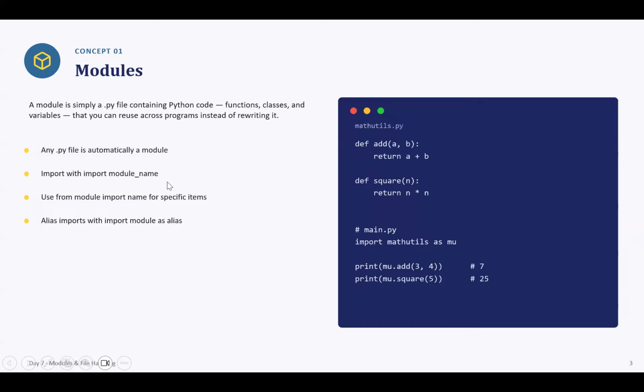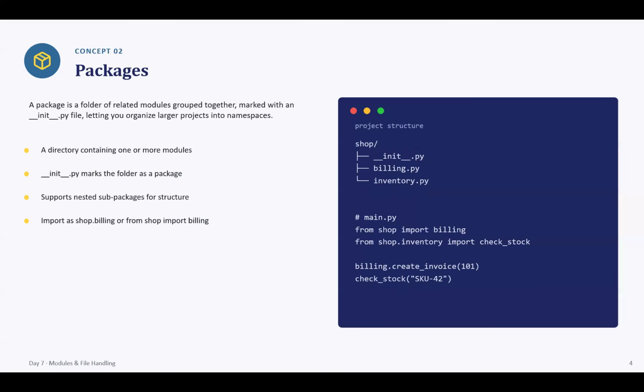Import with the module name. The module name is basically the file name. I'll show you in just a minute. For a module to be imported, you always use the import keyword. Understood? A module is basically a file which contains a bunch of functions and classes. That is known as a module. So a module is simply a .py file containing Python code, functions, classes, and variables that can be used across the program instead of rewriting it. So instead of rewriting in this single file, we can use this in multiple files. Got it?